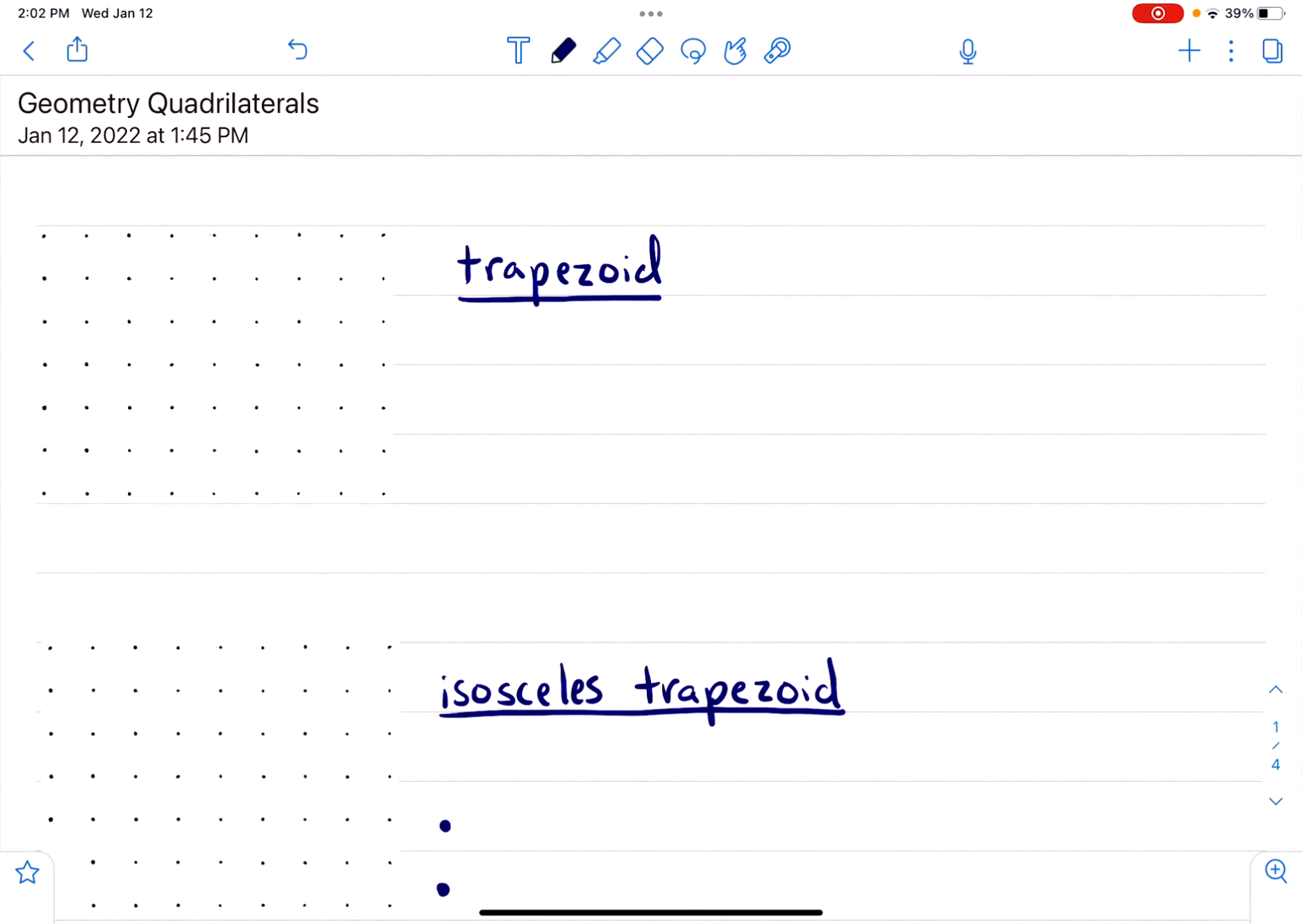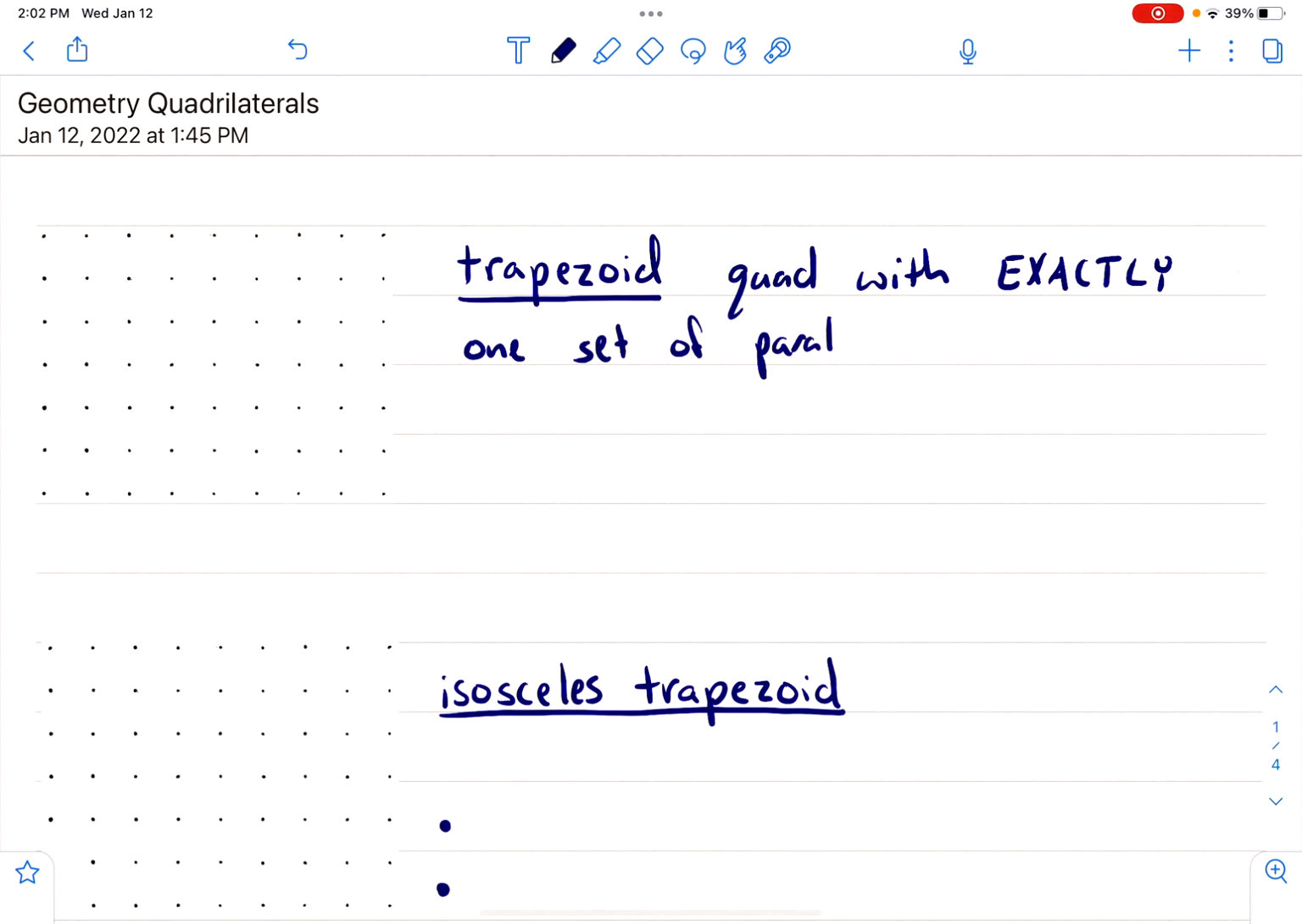I apologize for my poor penmanship. I'll do my best. Okay, so we start with trapezoid. And a trapezoid is a quadrilateral with, and this is the key word that I always think about, exactly one set of parallel sides. Parallel sides, okay? A quadrilateral with exactly one set of parallel sides. You do not have to do all caps like I did, but that's just a word that I feel like all of this hinges around. And so anyway, trapezoid is a quadrilateral with exactly one set of parallel sides.